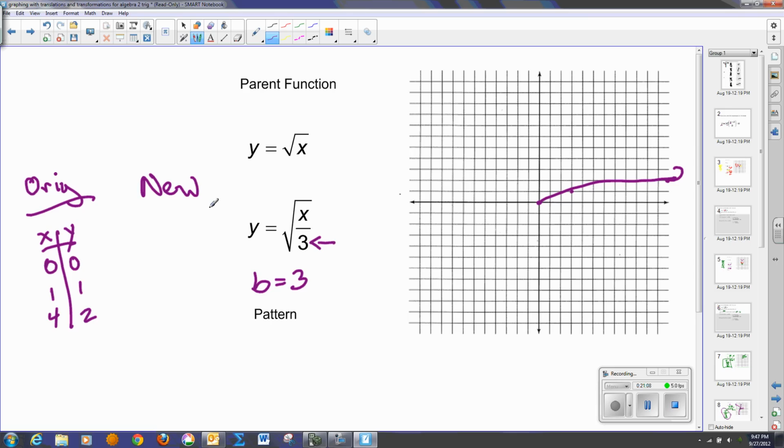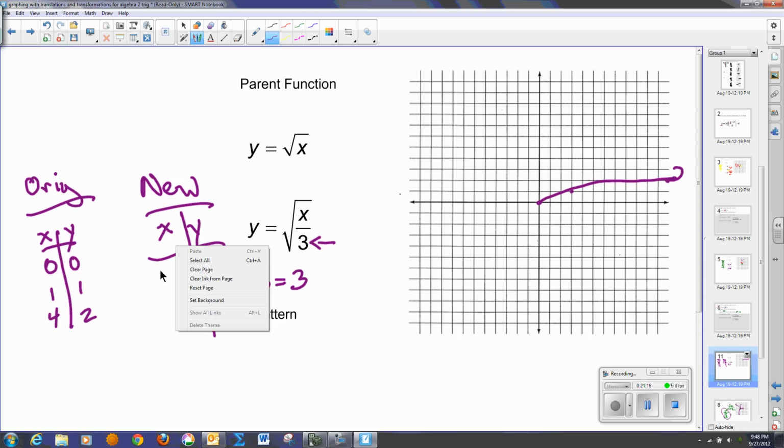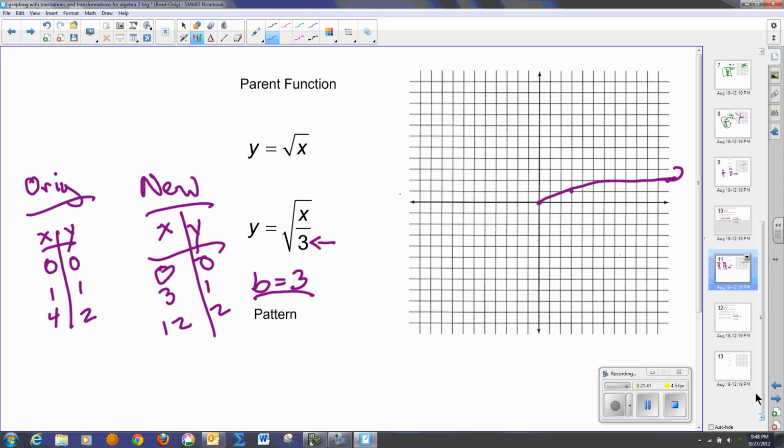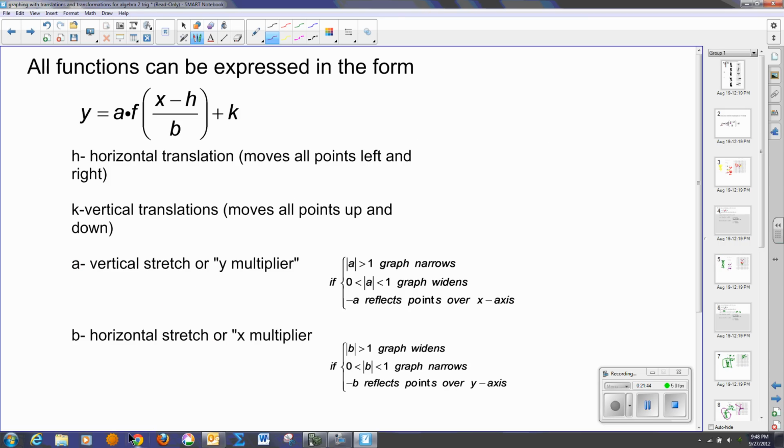And my new pattern, if I were to look at those exact points for x and y once again, I actually get 0, 0, no change, but then I get 3, 1, and 12, 2. And you'll notice in this case, all the y's are the same, but the x's have changed by a multiple of 3. Coincidentally, the b value is 3. So what that tells us then is that b affects the x values. Specifically, b is a horizontal stretch or an x multiplier.